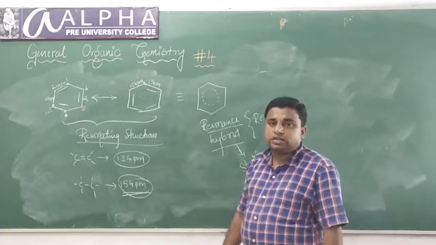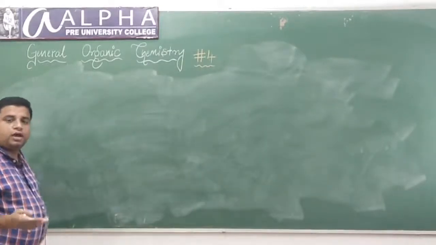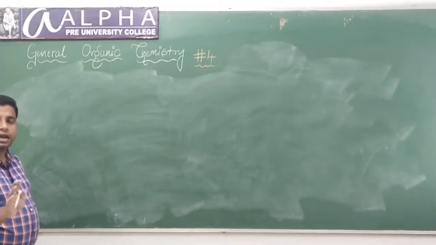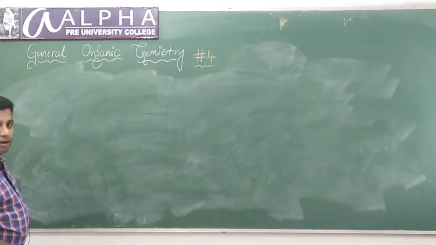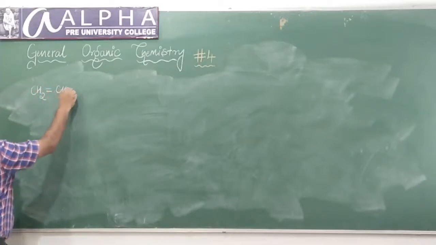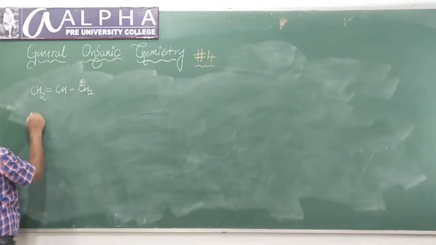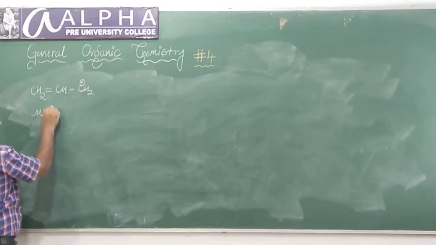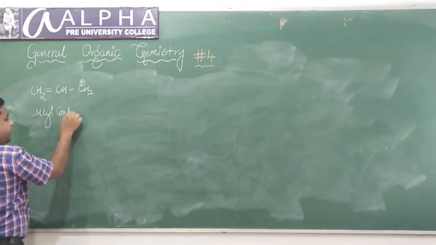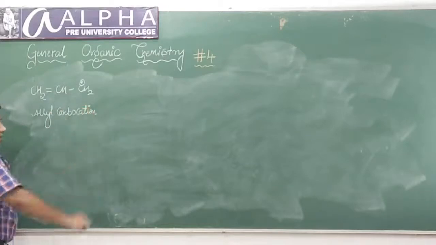Now let us again go back to allyl carbocation, allyl carbanion, and the structure of carbonate. I hope you remember in the very beginning I wrote CH2 double bond CH single bond CH2 plus. What is the name of this species? This is called as allyl carbocation. Don't worry, I'll teach you what is allyl carbocation in the subsequent videos.